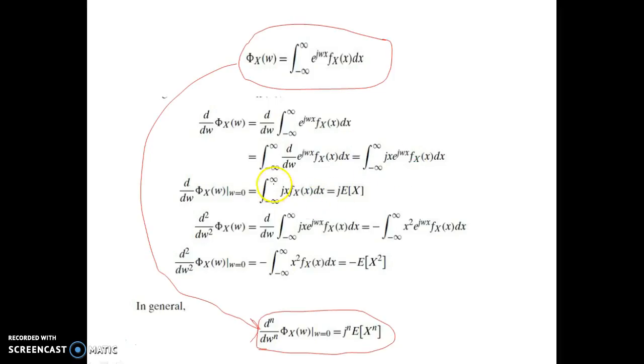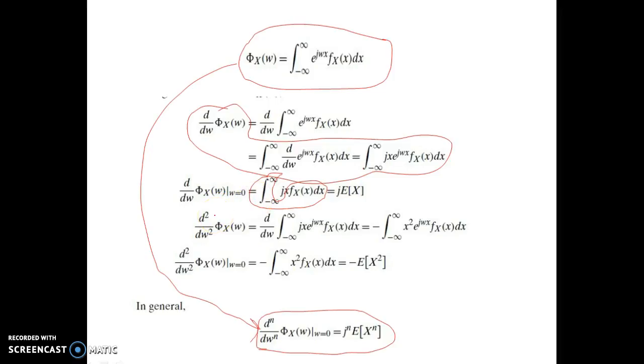So if we evaluate this value, that is the value we obtained here, for omega equal to 0, we will obtain jx f(x), because e to the power j omega x at omega equal to 0 is simply 1. So this by definition is the expected value of x. So the characteristic function differentiated once with respect to omega gives j E[x].